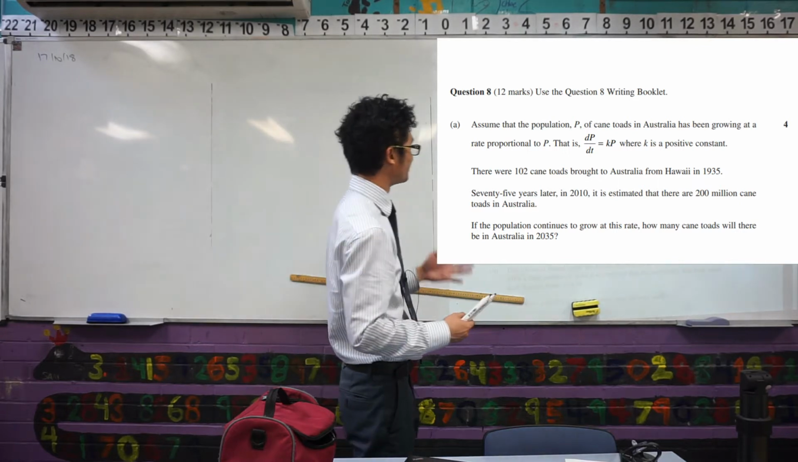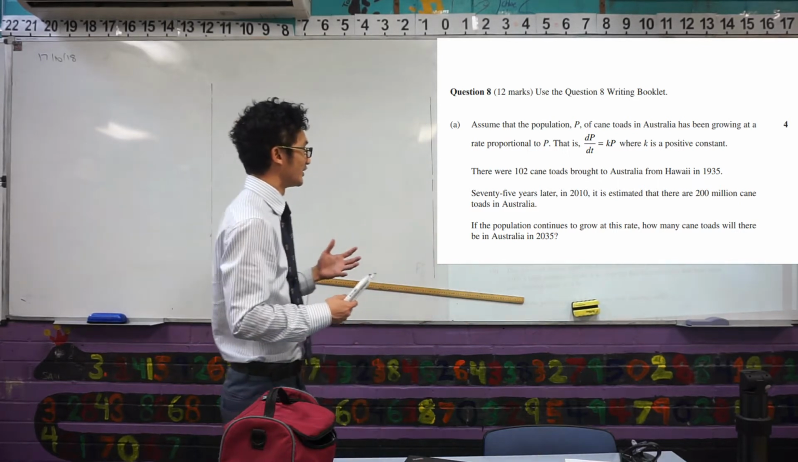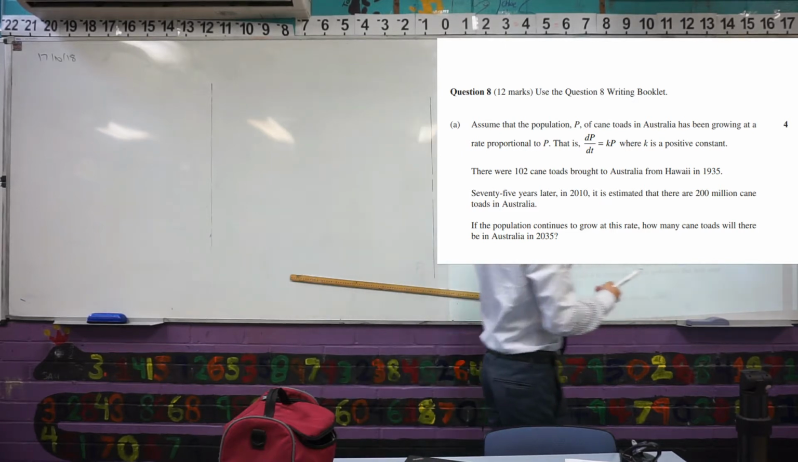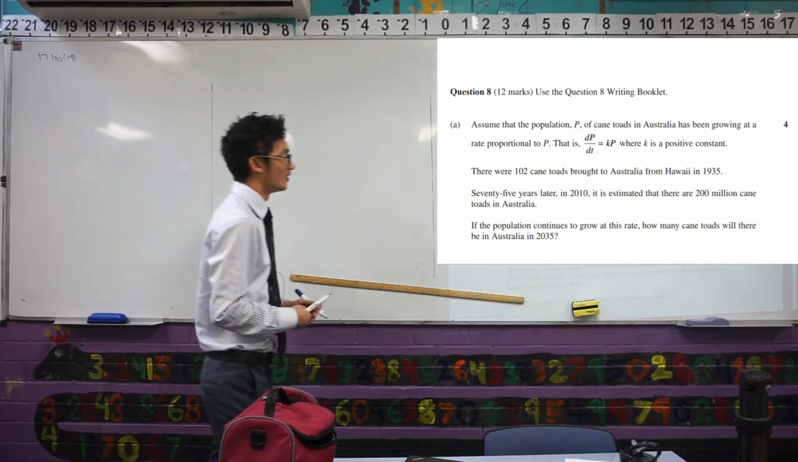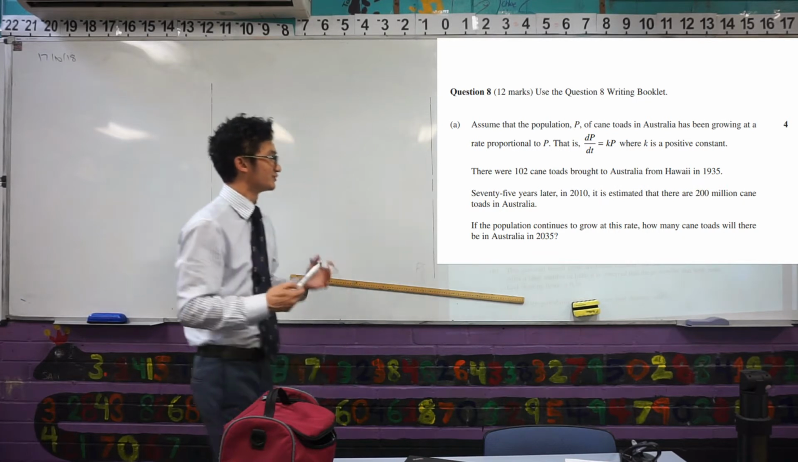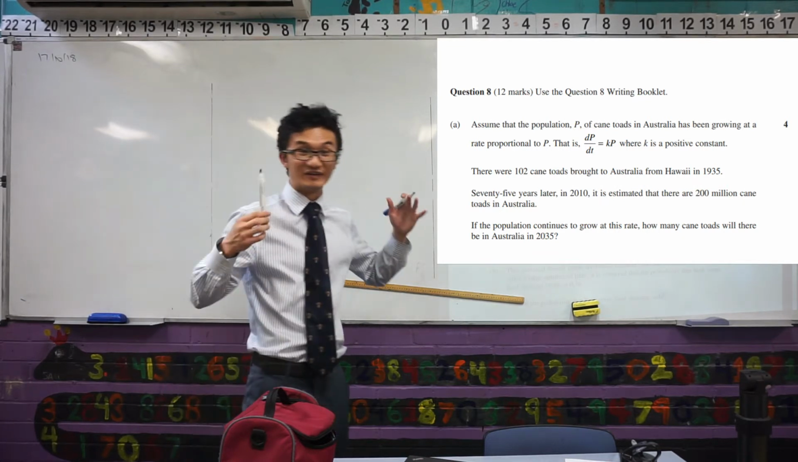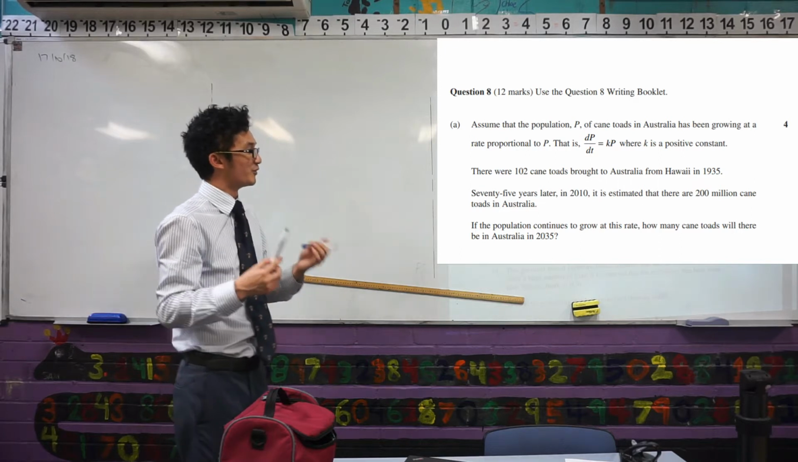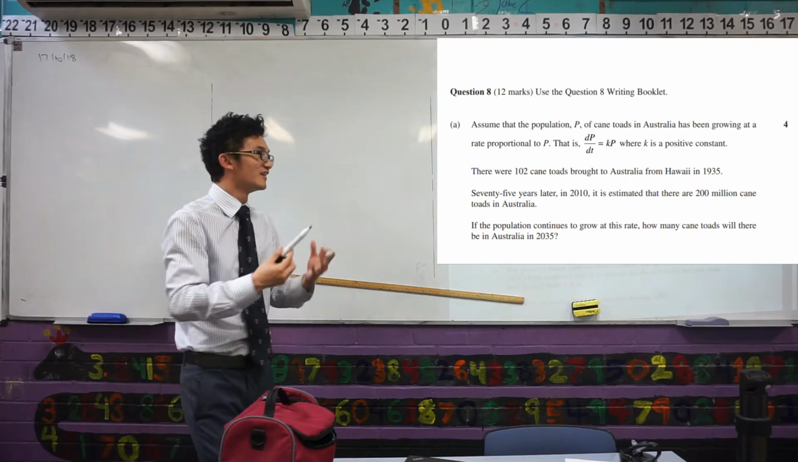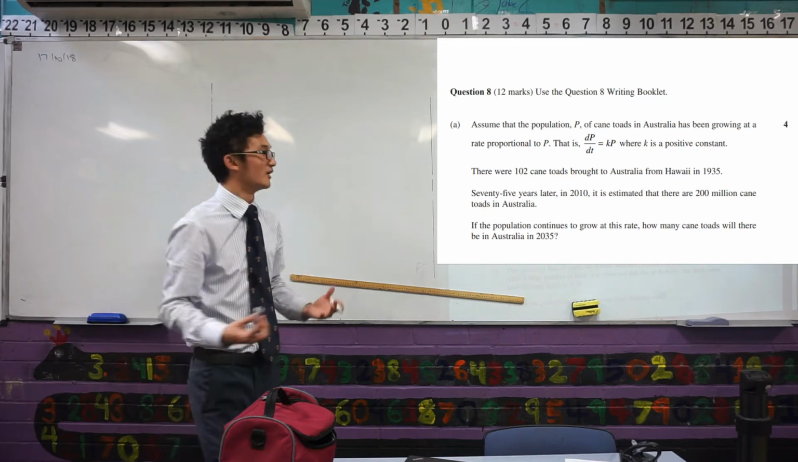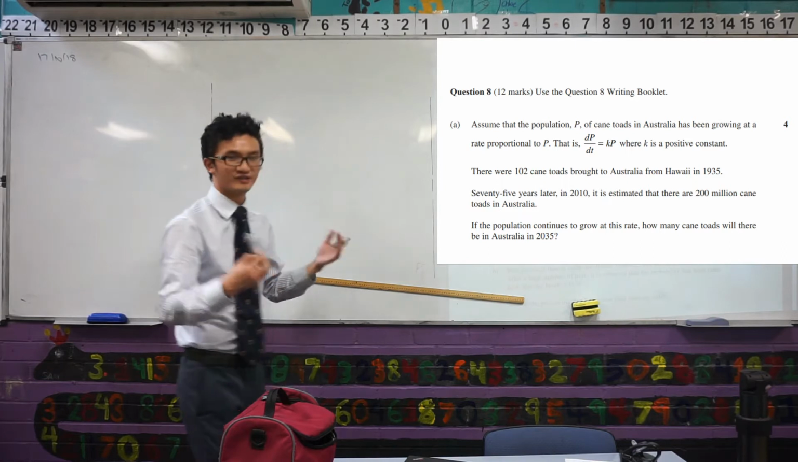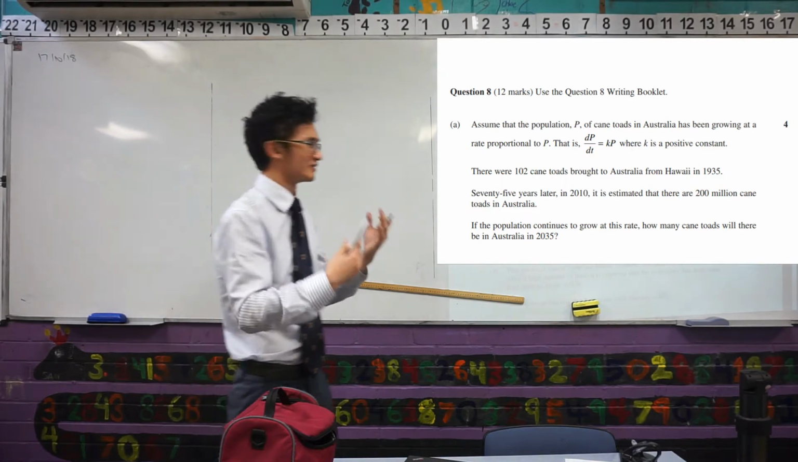Assume that the population P of cane toads in Australia has been growing at a rate proportional to P. That is, dP/dt is equal to kP, where k is a positive constant. First of all, when I'm reading that, I'm already thinking, okay, if I know that the rate is proportional to the amount of things that there are, that's related to exponential growth. Because we know we're talking about growing here, right? So exponential growth, that's already the thought process I'm going through.